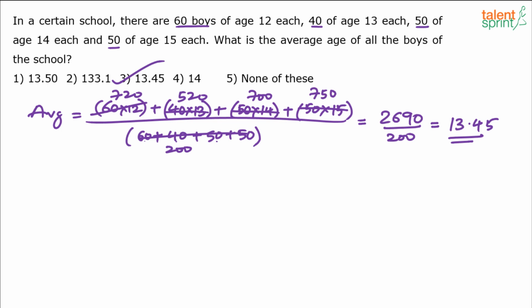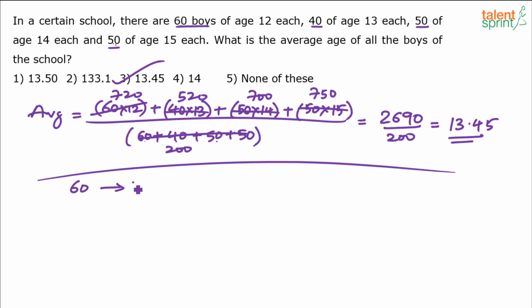13.45. But if you want to avoid this calculation in the exam, then how do you solve it? Just go by the concept of equal distribution. See, it's simple. We know that there are a total of 200 boys: 60 plus 40, 100, 100 plus 50, 150, 150 plus 50. You understand? There are 60 boys of 12 years each, 40 boys of 13 years each, 50 boys of 14 years each, and another 50 boys of how many years each?